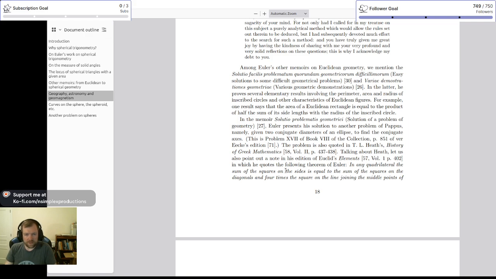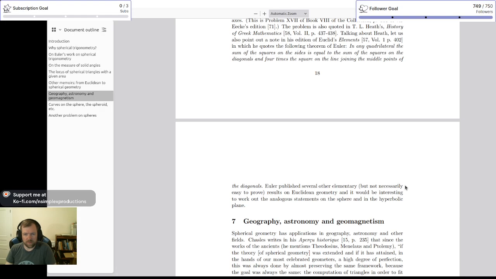In any quadrilateral, the sum of the squares on the sides is equal to the sum of the squares on the diagonals and 4 times the square on the line adjoining the middle points of the diagonals. Euler published several other elementary but not necessarily easily proven results on Euclidean geometry, and it would be interesting to work out the analogous systems on a sphere and in the hyperbolic plane.